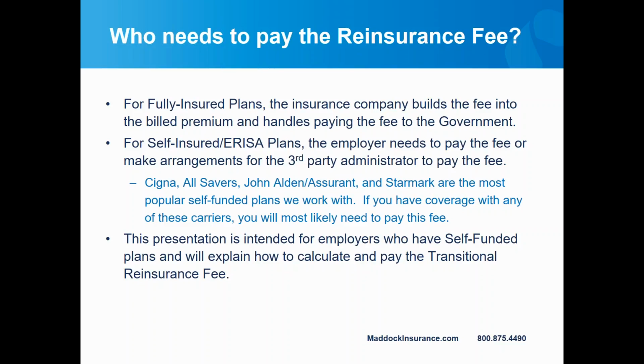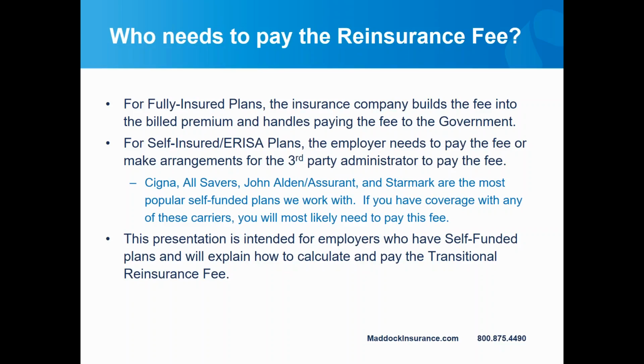The most popular plans in Washington right now are Cigna, All Savers, John Alden, which is also National General, and Starmark. There's also a lot of third-party administrators we deal with as well. If you have coverage with any of these carriers, you will most likely need to pay this fee. As of today, All Savers will pay this fee for you. They send emails to the administrators, which you should have received already, and if you go online and give them permission, they will handle the reporting for you and simply bill you for the cost of the fee.